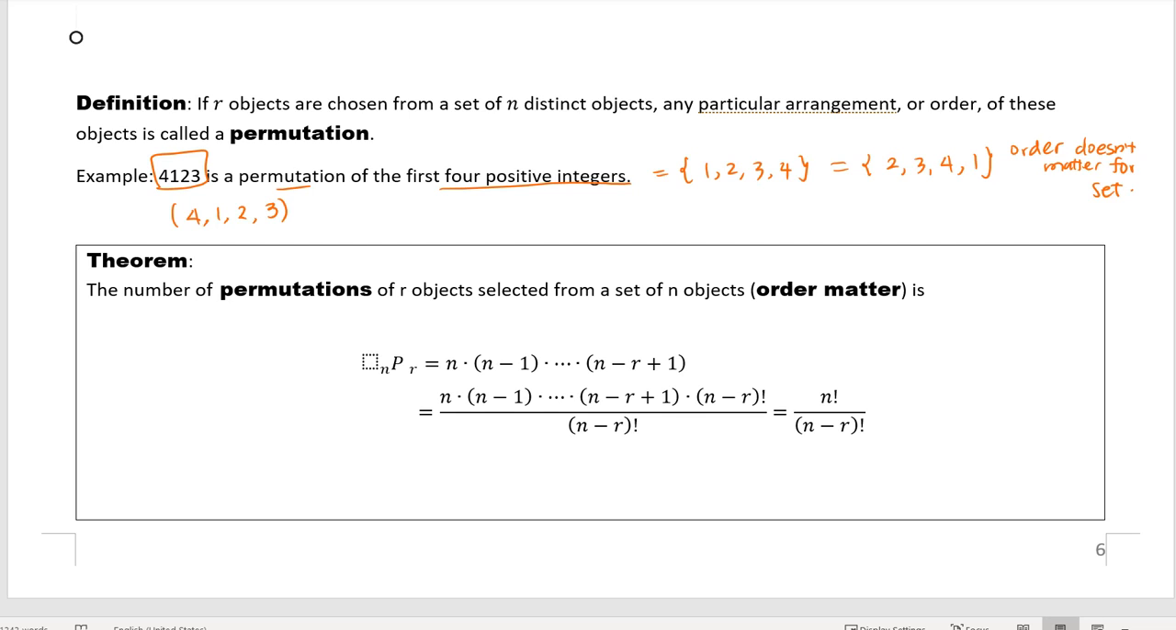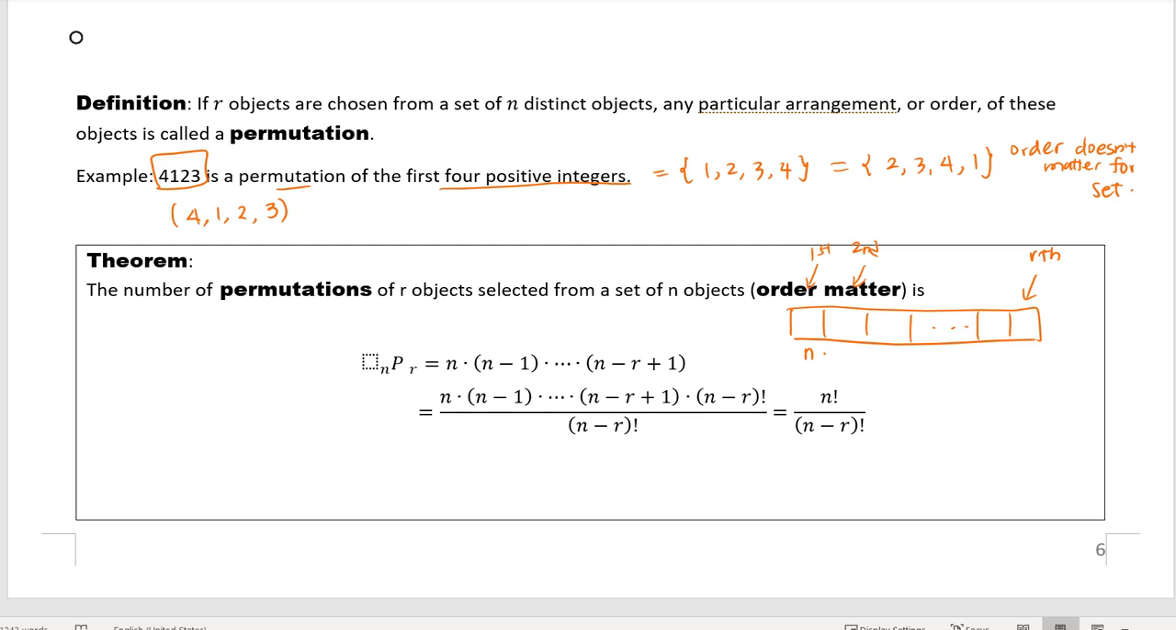All right, look at the theorem. The number of permutations of R objects selected from a set of n objects, if the order matters, is permutation n choose R. This is the notation. It's like we have some boxes. We want to select R objects from a set of n objects, so we have R boxes: the first box, the second box, up to the R-th box. For the first box, how many choices are there? We have n possibilities.